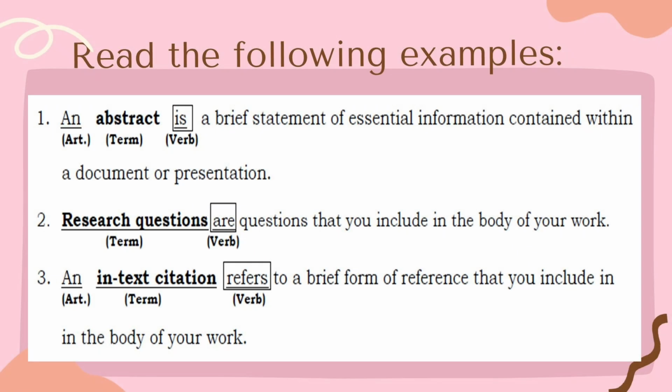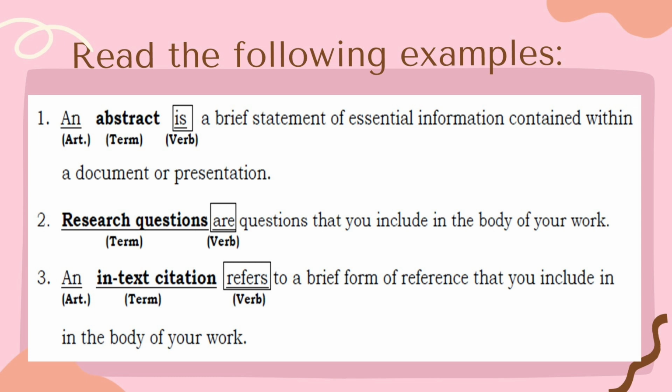So here are other examples for the term. When writing your definitions, make sure that the verb you will use agrees with the subject of your statement. Always remember that if we have a singular subject, it should take a singular verb also. And if you have a plural subject, it should also take a plural verb. So just like in our example here, for number 1, the article is an, then the subject or the term is abstract, and it is followed by the verb is, which is singular.